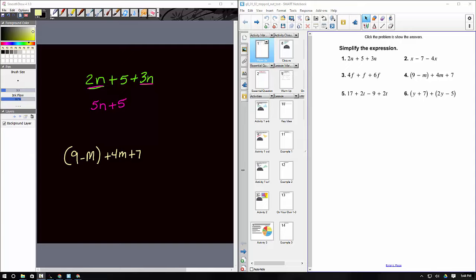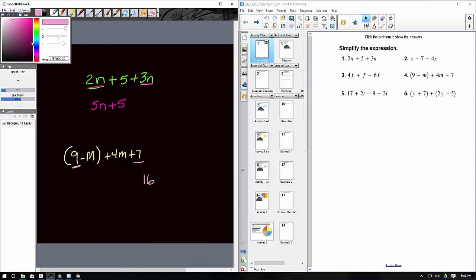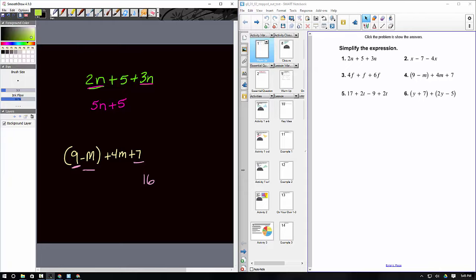I'm going to do the same thing here where it says 9 minus m plus 4m plus 7. So I'm going to look for families that I can put together here. And let's look over here. The first one, I'm going to take my 7 and my 9, and I can put those together, right? And that equals a total of 16. And now I'm going to take the negative m and the 4m, and I'll put those together. So what is 4 plus negative 1? Well, I have 3m. So when I simplify this, I have 3m plus 16.